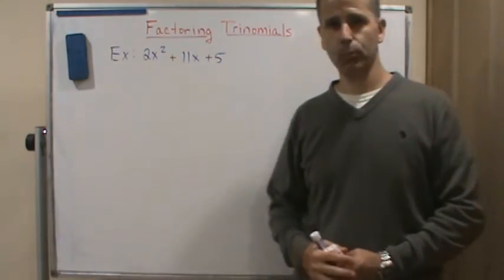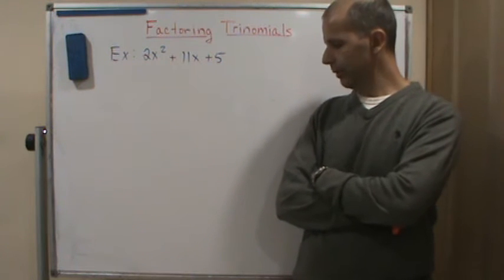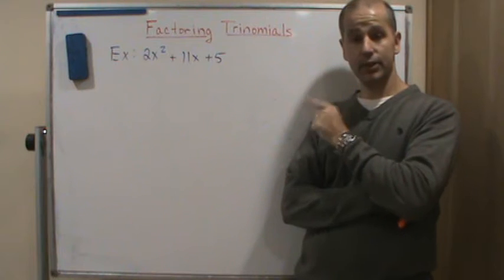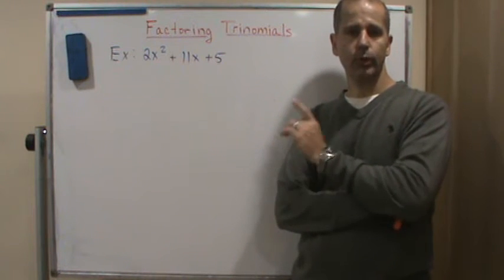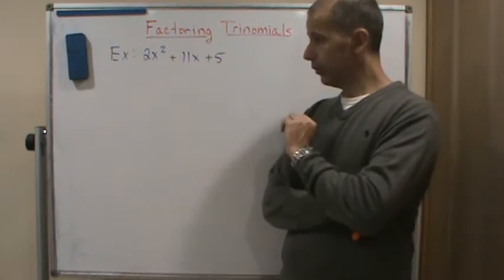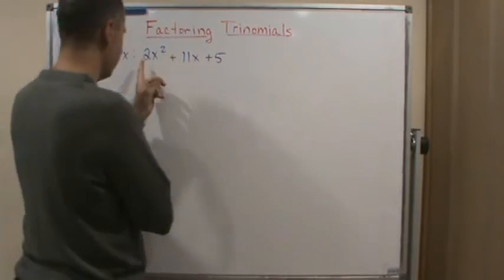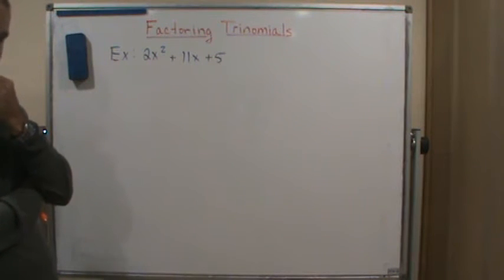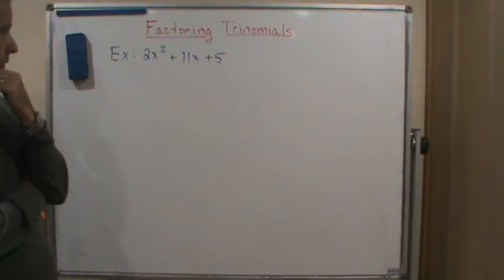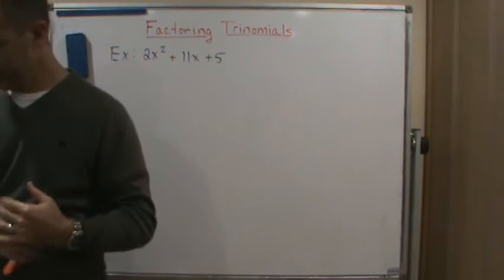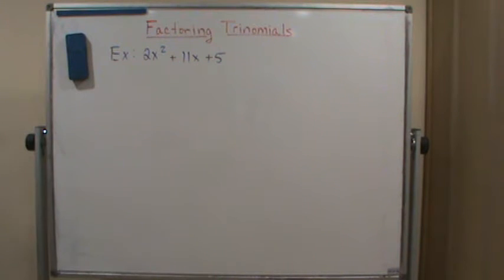Okay, welcome back. So now we're going to deal with trinomials where the leading coefficient is not 1. So now we've got to deal with those factors. If we look at these two factors, we know that there's only two factors of 2 that are going to work to get the 2, and that's 1 and 2.